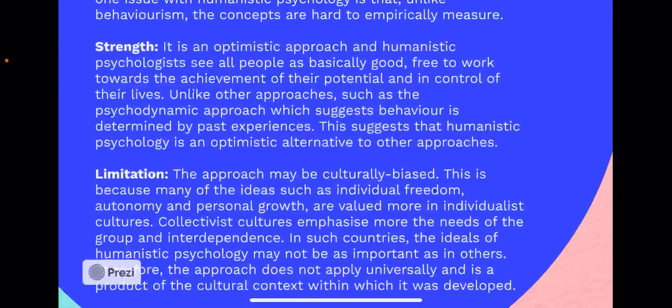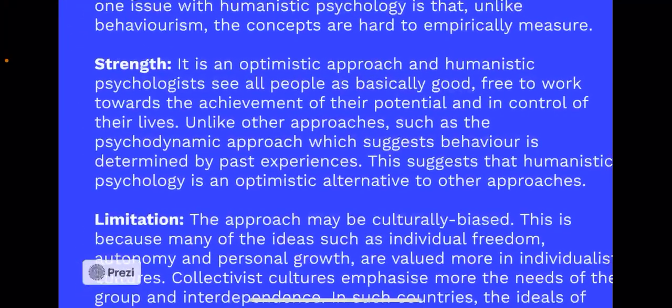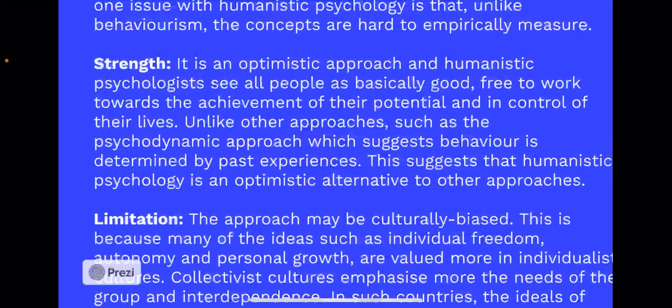Strength. It's an optimistic approach, and humanistic psychologists see all people as basically good, free to work towards the achievement of their potential and in control of their lives. So it puts that person at the centre of their behaviour. It gives them that responsibility, but it also gives them that ability to change their behaviour. It's a very positive approach.